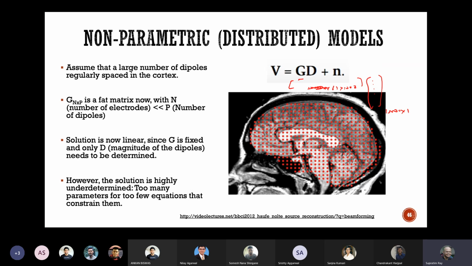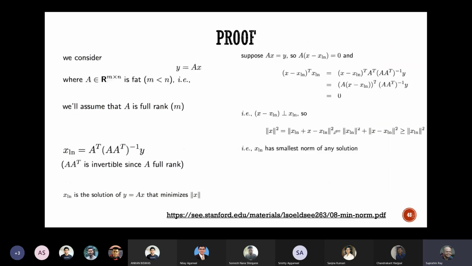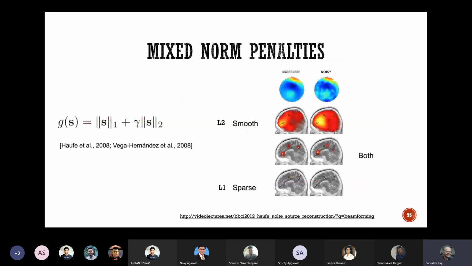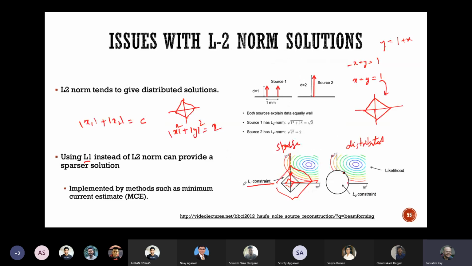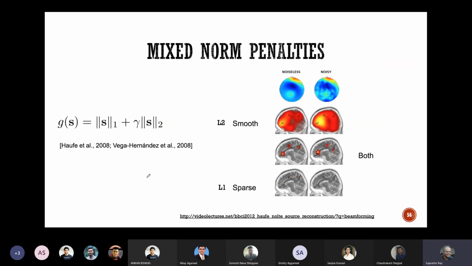It's much easier if you have a few localized dipoles, which means you want a sparse solution where a few dipoles located at strategic points can actually give you V back, rather than having so many different dipoles. So this sparsity can be imposed by using the L1 norm instead of the L2 norm. And it's implemented by methods such as the minimum current estimate, or MCE, which is a variant of your minimum norm estimate.